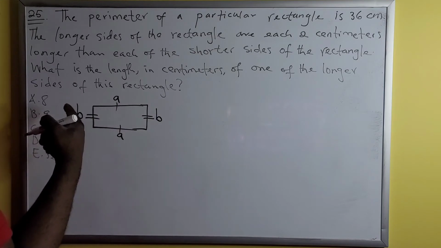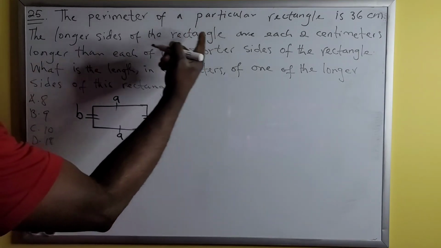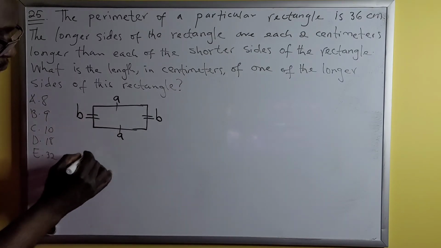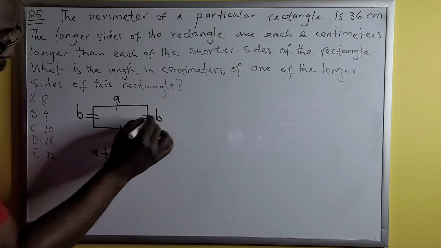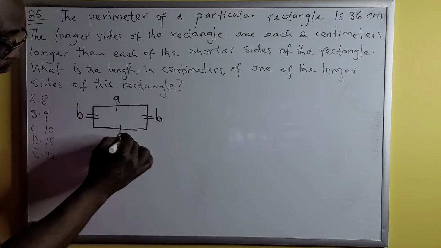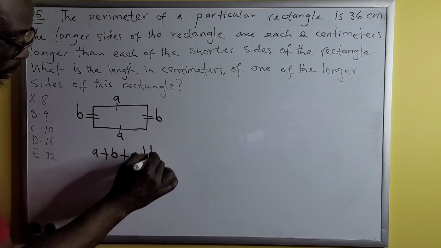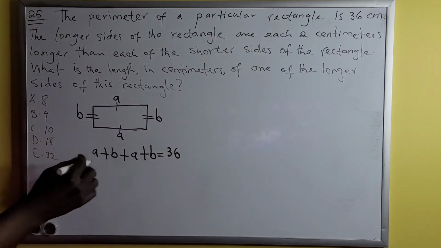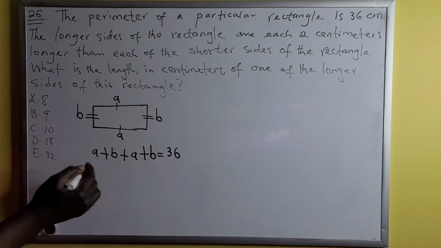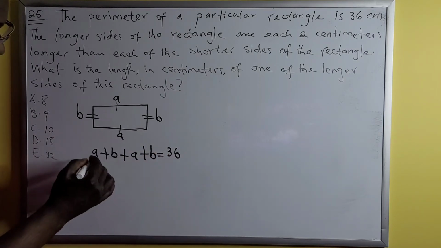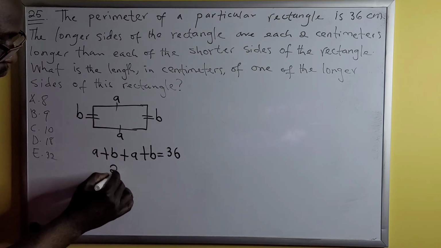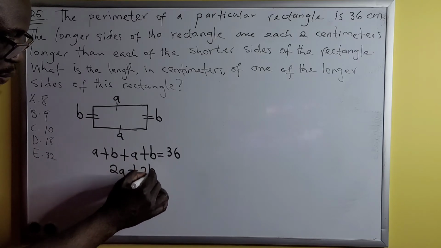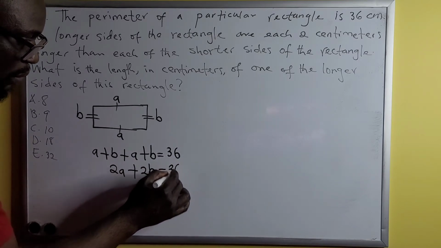For example, to solve this question, they said the perimeter of a rectangle is 36 centimeters. So in that case, if I add up all the sides, which is A plus B plus A plus B, is equal to 36 centimeters, right? Well, I have two A's and I have two B's. So I can easily simplify this by saying A plus A is 2A plus 2B is equal to 36 centimeters.